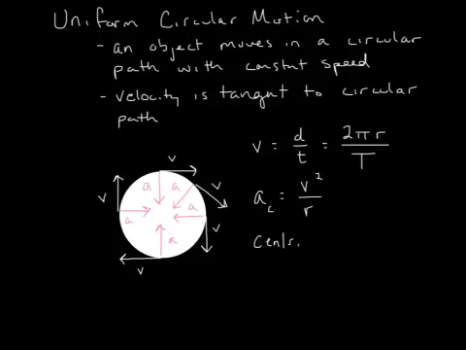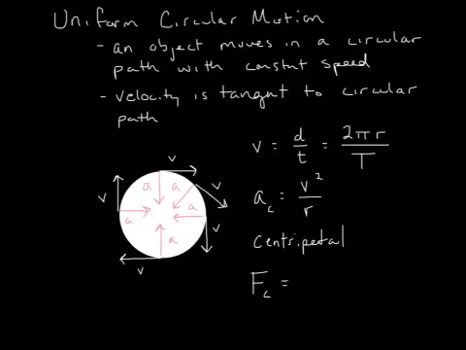So the word centripetal means towards the center of a circle. Now, Newton's second law tells us that if we are accelerating, then there must be a net external force acting on our object. And in this case, if we're accelerating towards the center of the circular path, then the net force must always be towards the center of the circular path, and so we call that force a centripetal force.